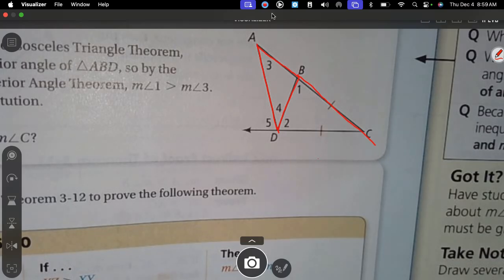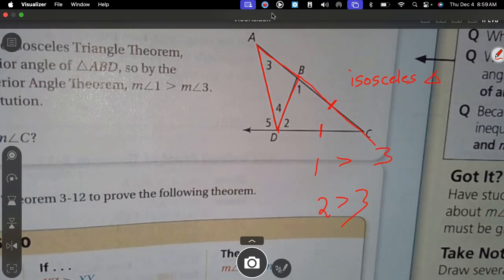So 1 is greater than 3. Okay, but I'm trying to prove that 2 is bigger than 3. So what do I know about angles 1 and 2? They're equal because it's an isosceles triangle. So that means that 2 is bigger than 3. That's it. How do you spell isosceles? I-S-O-S-C-E-L-E-S.